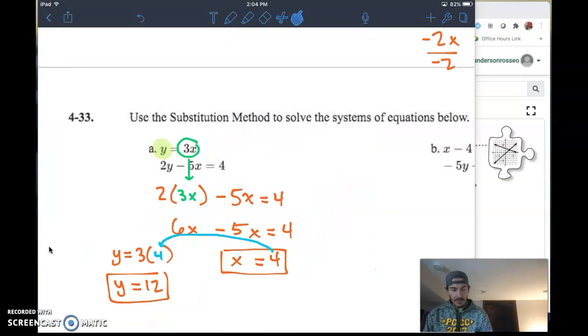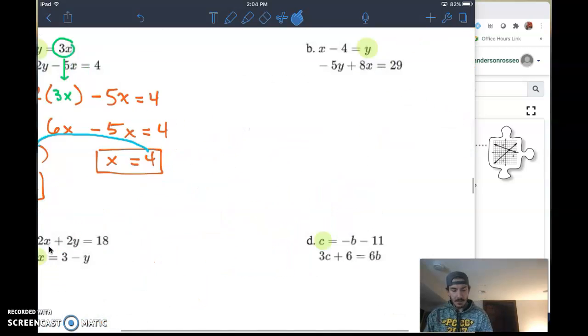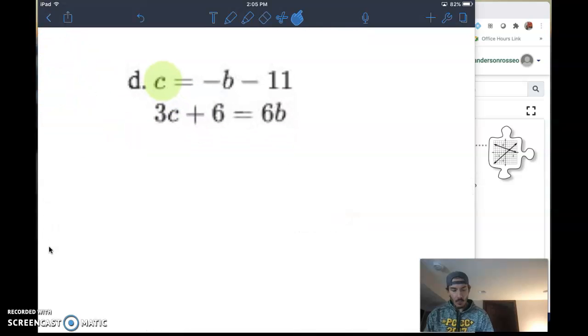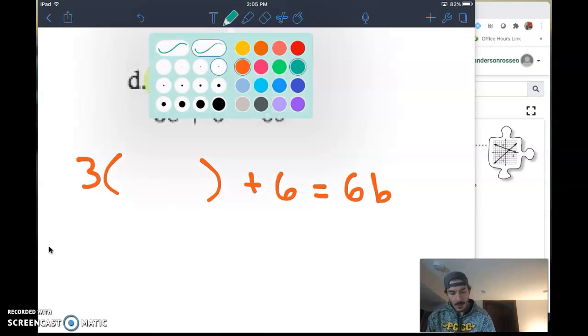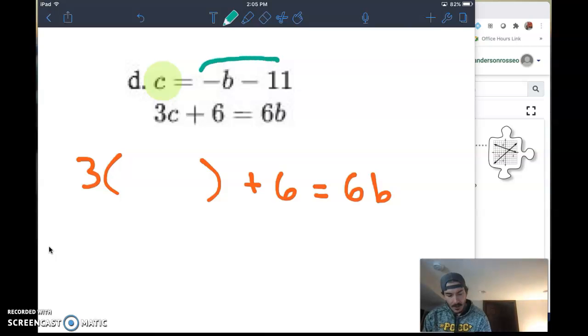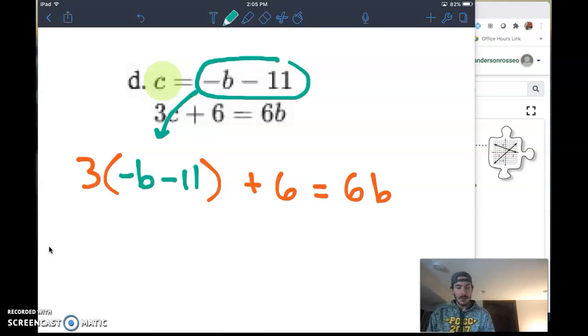All right, I'm going to fast forward from A, I'll bypass B, I'll bypass C, and I'll work on letter D. I've got C equals negative B minus 11. So what I'll do is I'll take the other equation and I'll rewrite it without a C in there. Okay? And what I'll do now is I will sub in everything that I know C to be equal to. Check it out, I circled everything, negative B minus 11.